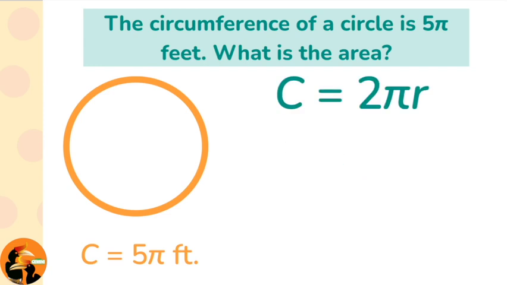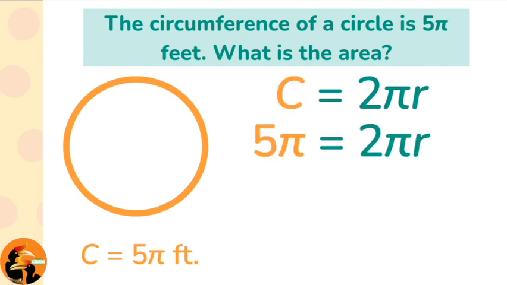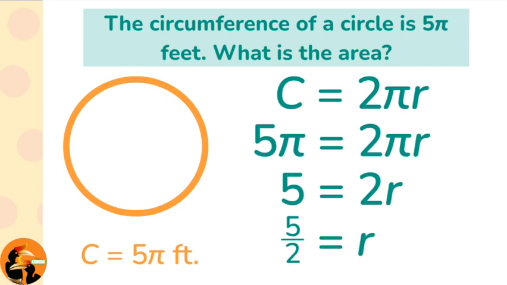If you picked the second formula instead, that's okay. You could still solve for the diameter and then find your radius. The first formula will just make our job a little easier. Great, so we'll plug in 5 pi for c, then divide both sides by pi to get 5 equals 2r. Finally, we'll divide both sides by 2 to get that r equals 5 over 2. The radius is 5 over 2 feet.